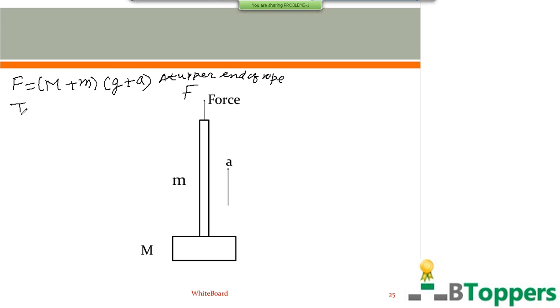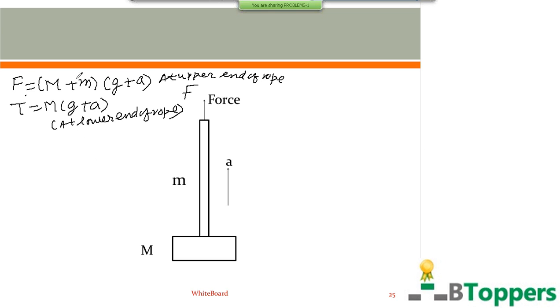The tensional force on the block by the lower end of the rope, we calculated, is capital M into (g plus a). That is the answer for the second part of the question. This is at the lower end of the rope. That is, the tension force at the lower end of the rope is equal to capital M into (g plus a), which means it is equal to the force on the block by the lower end of the rope. Of course, that is the same as the force by the block on the lower end of the rope. Action and reaction will have the same magnitude.